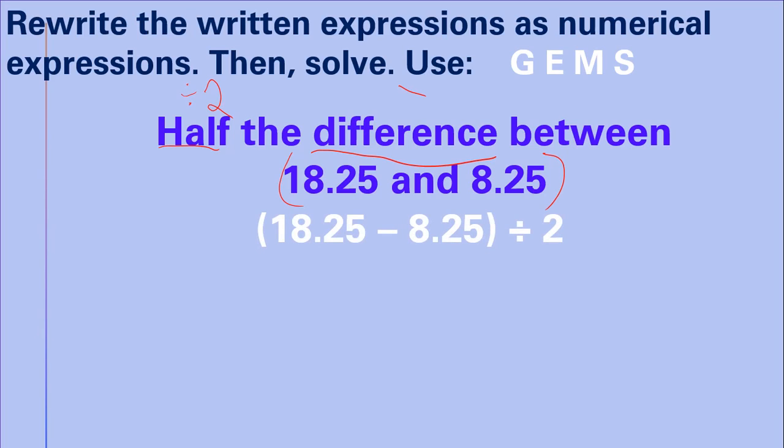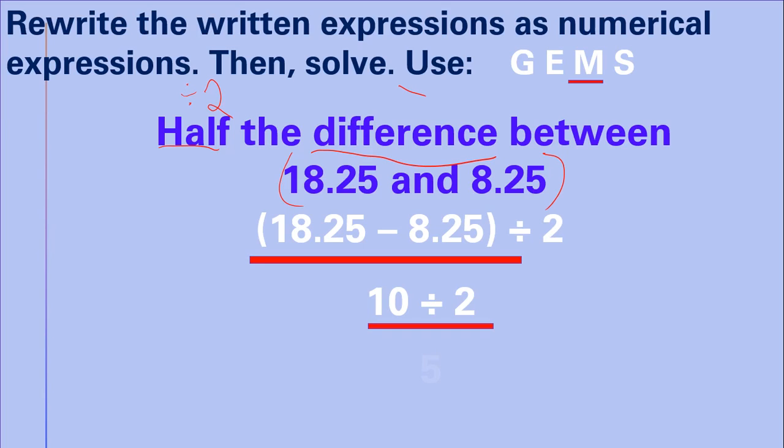The difference, so the answer to 18 and 25 hundredths minus 8 and 25 hundredths, and then we're going to find half of that answer, so we're going to divide by 2. We're going to start with the grouping symbols. 18 and 25 hundredths minus 8 and 25 hundredths is 10. There are no exponents, but there is division, so 10 divided by 2 is 5. The value of this expression is 5.